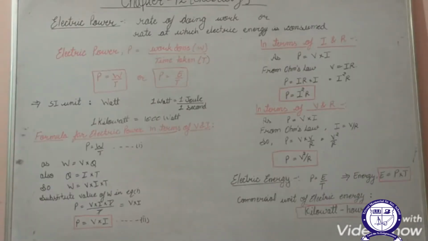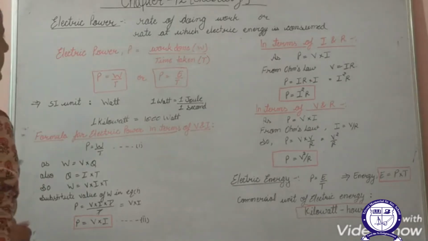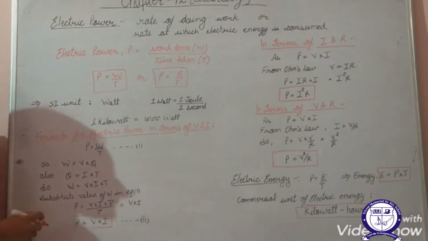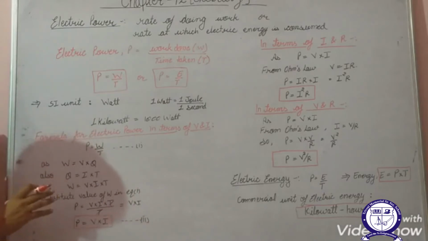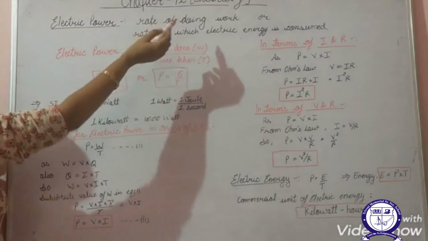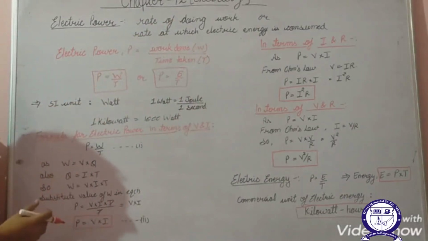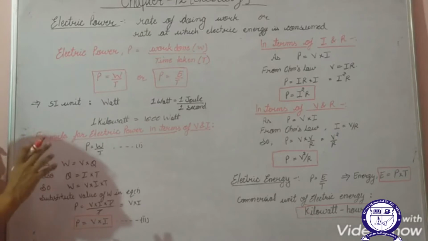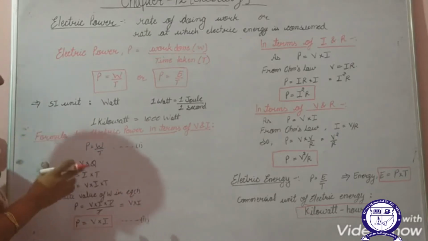Next is electric power. Electric power is defined as the rate of doing work. This we have studied in 9th standard also, but here we will discuss it in terms of electricity. Electric power is defined as the rate of doing work, or we can say the work done per unit time. That is, in a specific period of time, how much work is done will define the value of electric power.